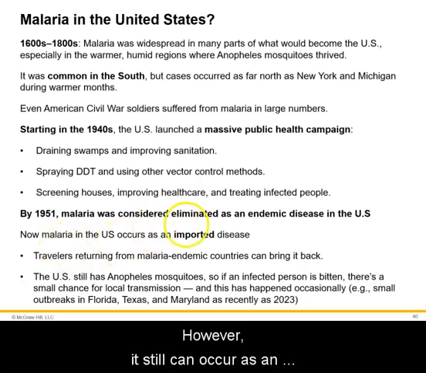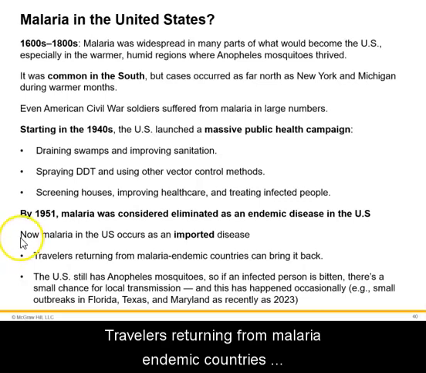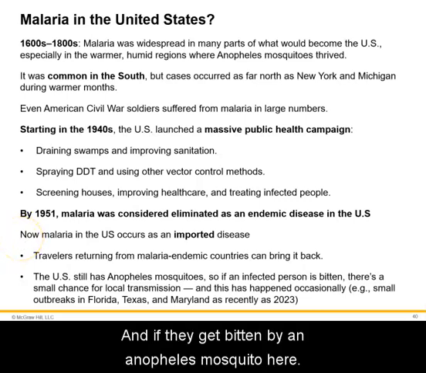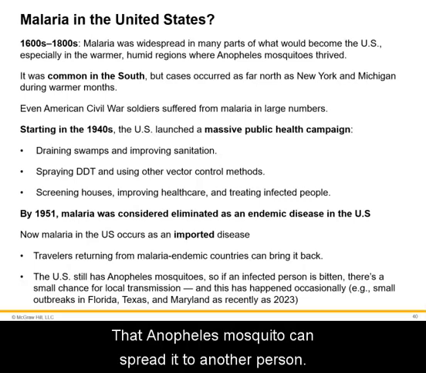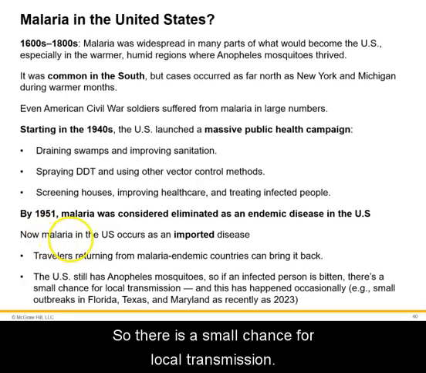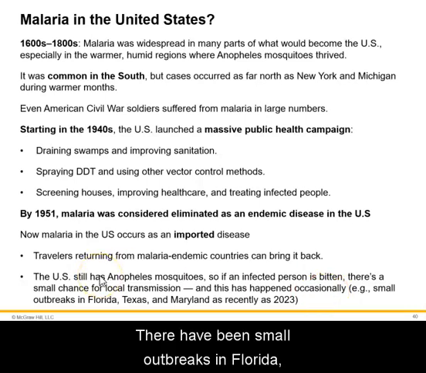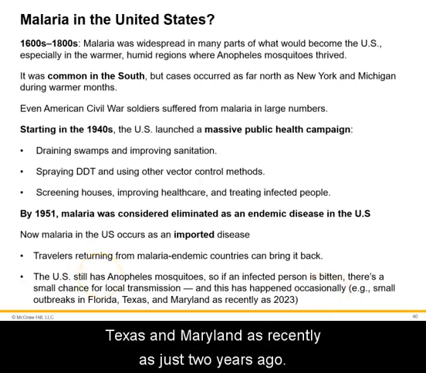However, it still can occur as an imported disease. Travelers returning from malaria-endemic countries can bring it back, and if they get bitten by an Anopheles mosquito here, that Anopheles mosquito can spread it to another person. So there is a small chance for local transmission, and this has happened occasionally. There have been small outbreaks in Florida, Texas, and Maryland as recently as just 2 years ago.